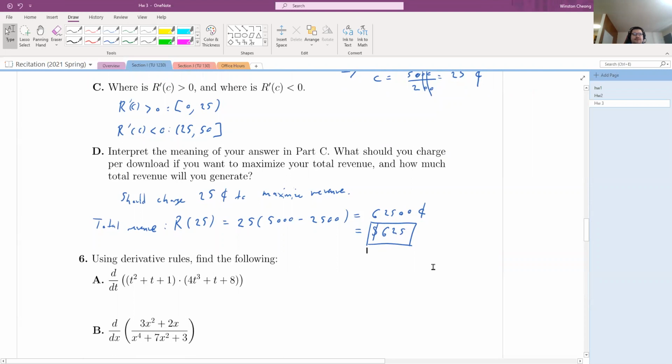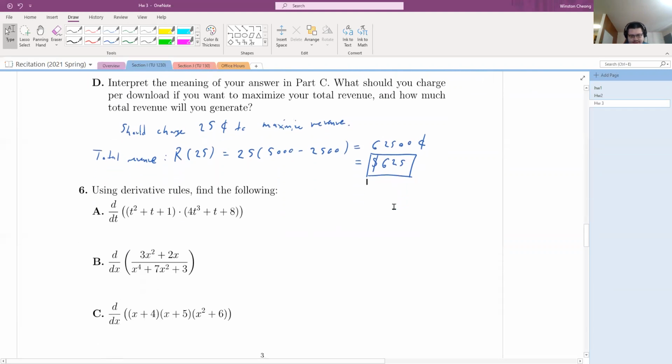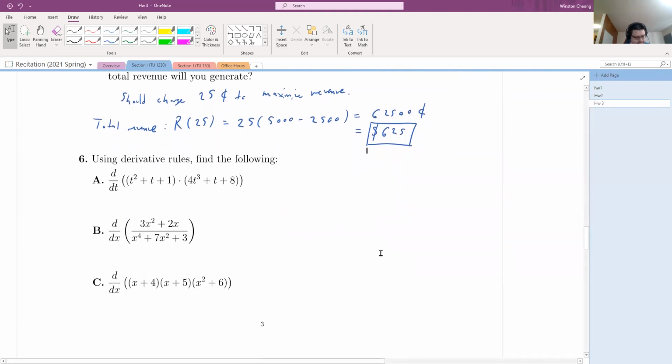Okay, so any questions on that? We did almost 3 pages. I think we should be able to finish this number 6. There's 3 parts to it. We should be able to finish that before we end.